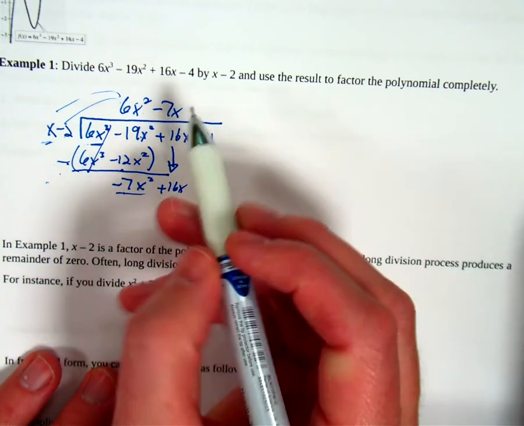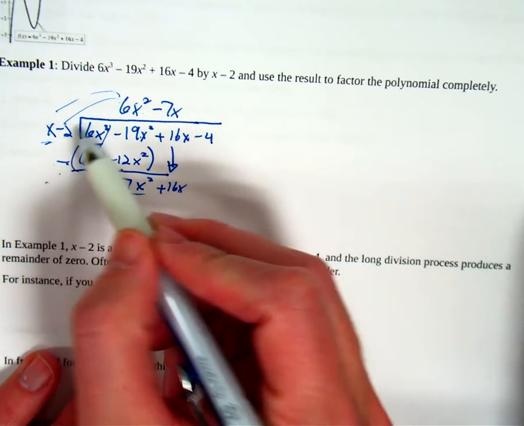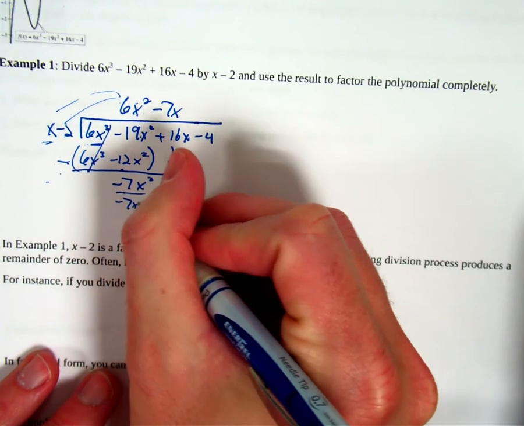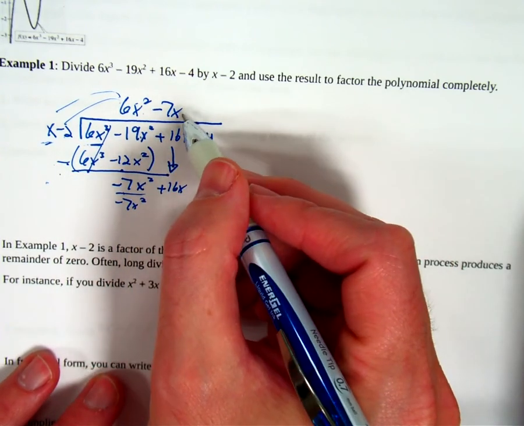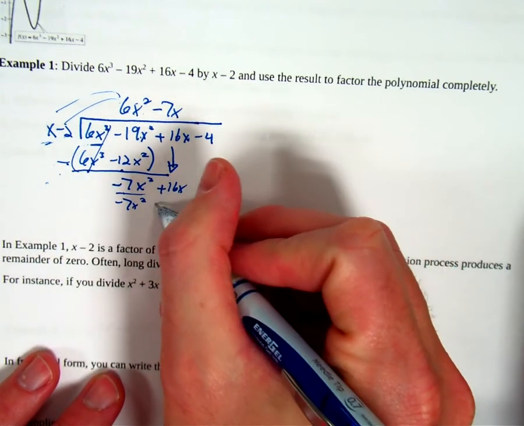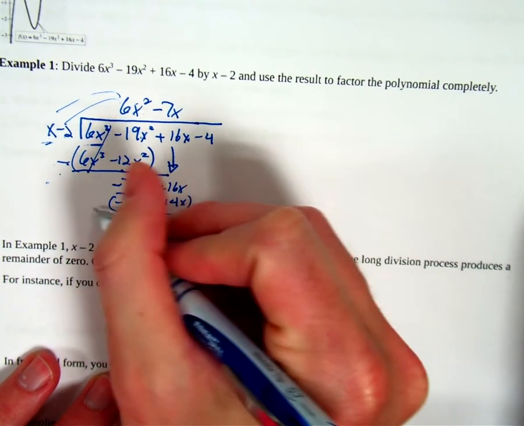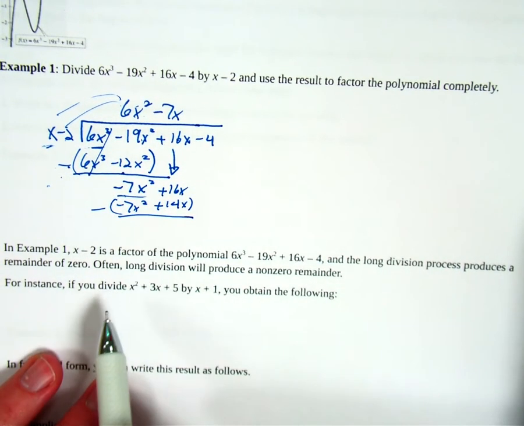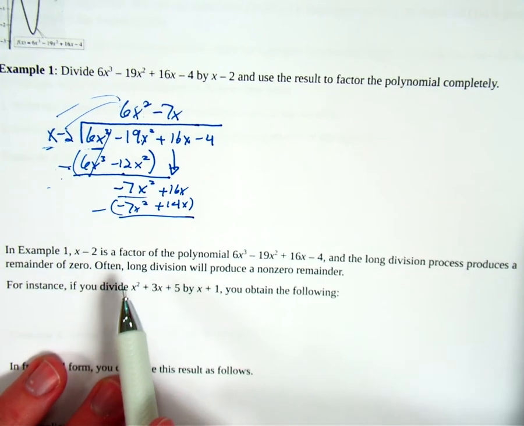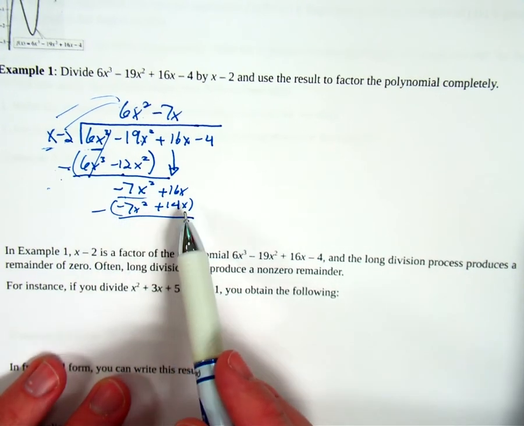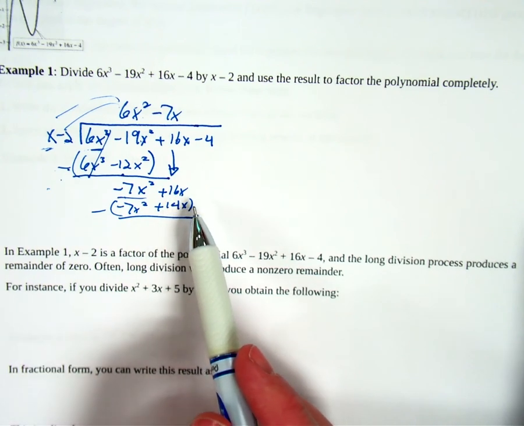And again, multiply it back. Negative 7x times x is negative 7x squared. Negative 7x times negative 2 is a positive 14x. And again, subtract down. If you can remember to subtract down, that's great. Otherwise, if you don't do this but you can still remember how to do it, that's great. But it does open yourself up to errors, really easy errors here.